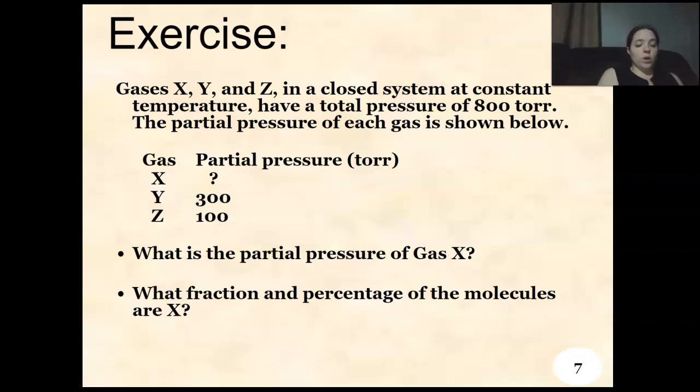Well, 300 and 100 add up to 400. 400 from 800 means there's 400 left. That has to be X because that's all that's left. So the partial pressure has to be 400 torr. Cool. What fraction and percent of the molecules are X? So 400 out of 800 is half, and half percentage-wise is 50%.